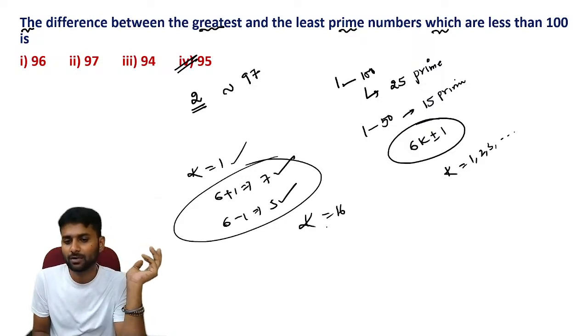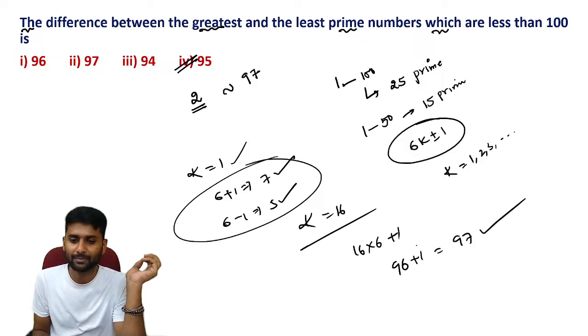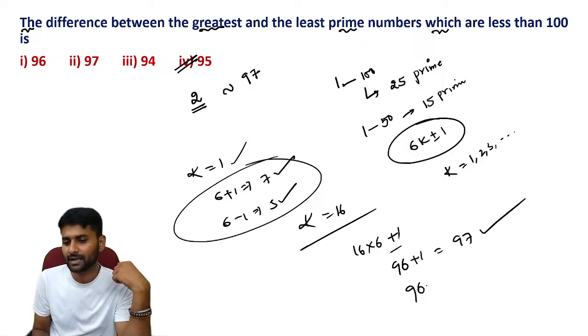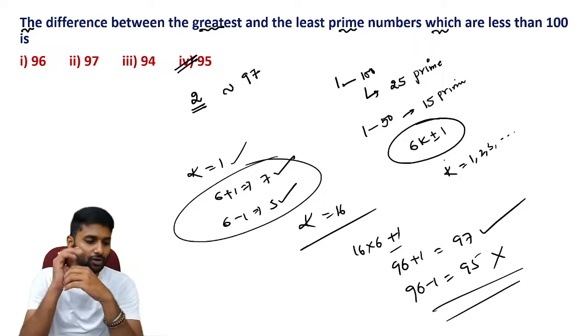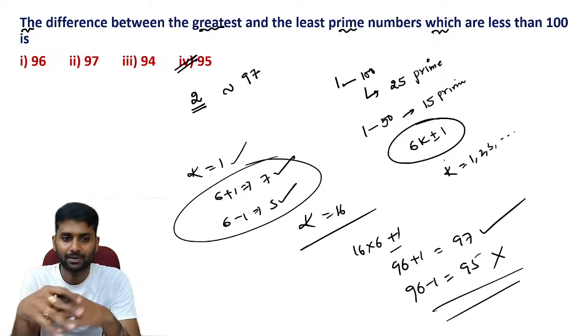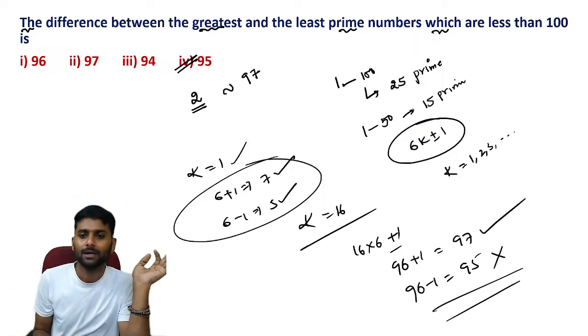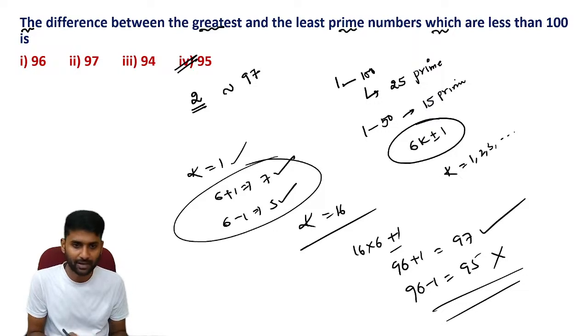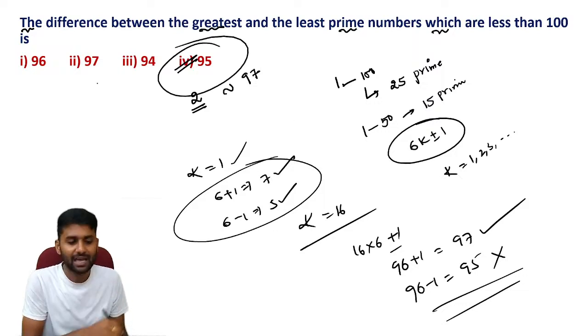If k is equal to 16, 16 into 6 plus 1, 96 plus 1 is 97. It's a prime number. But if you apply the negative symbol here, 96 minus 1, 95 is not a prime number. That's why one of the symbols or both the symbols sometimes define the prime number. But according to the question, the highest prime number is 97, the smallest prime number is 2. Here the difference is 95.